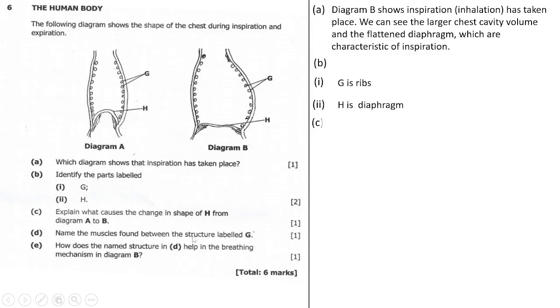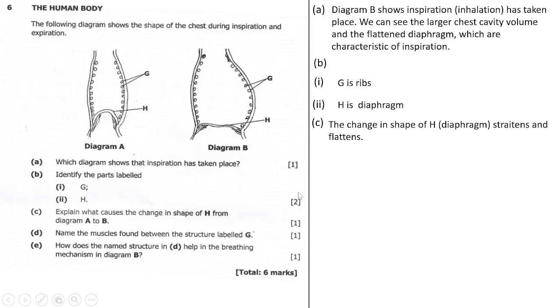Then we go to C, which says explain what causes the change in shape of H from diagram A to B. So what causes the change in structure H from diagram A to diagram B? We're saying the change in shape of H, which is the diaphragm, is that it straightens and flattens. Those are what cause the structure changes.